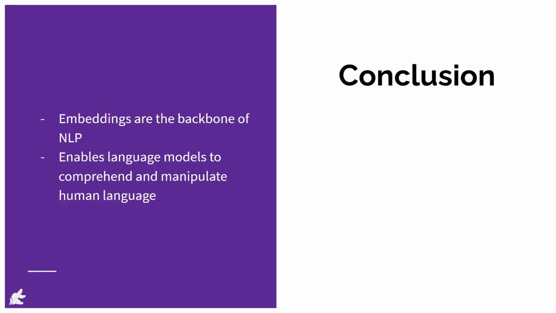Embeddings are the backbone of NLP, providing a mathematical framework for representing and processing textual data. From subword embeddings and word embeddings to sentence representations, it enables language models to comprehend and manipulate human language, paving the way for advancements in language understanding and generation. As NLP continues to evolve, the role of embeddings in empowering machines to understand and process language will undoubtedly remain central to the field's progress and innovation.